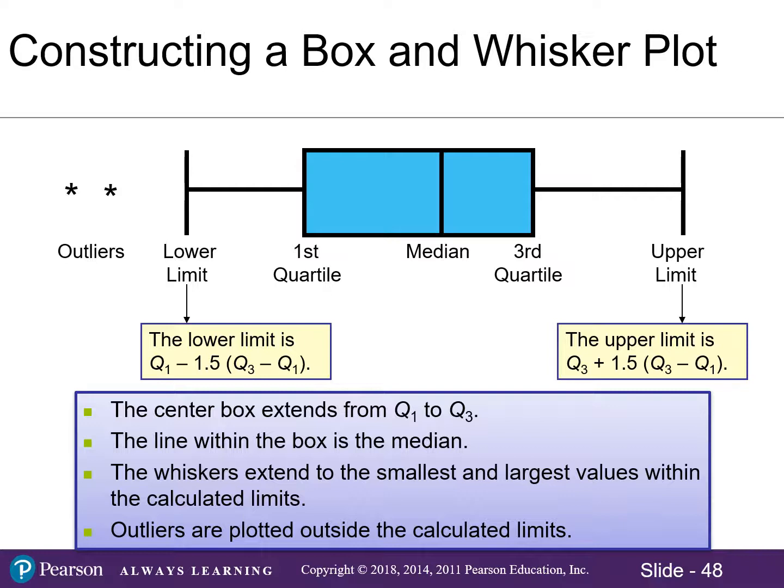Little stars for extreme values or outliers. These are ones that are more than 150% away from your data's distance from each other. So notice the interquartile range is from Q3 to Q1. That's the distance of 50% of your data.